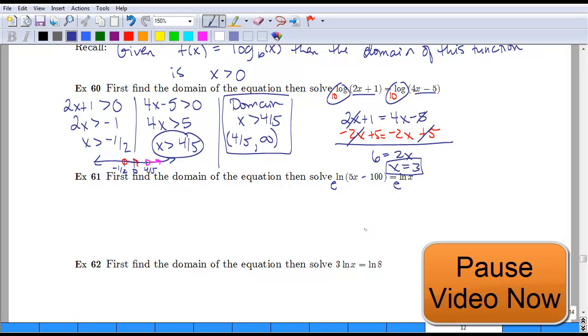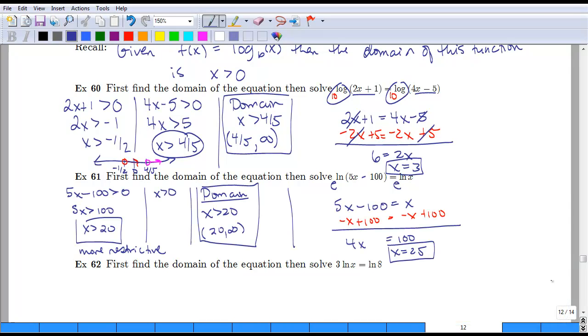So take a second here, pause the video, and then resume to see if you've got the correct answer. You should have found that your domain is that x is greater than 20. That's the more restrictive of the two. And when you solve the equation, you end up with x being equal to 25, which is greater than 20, so we're good in this case.